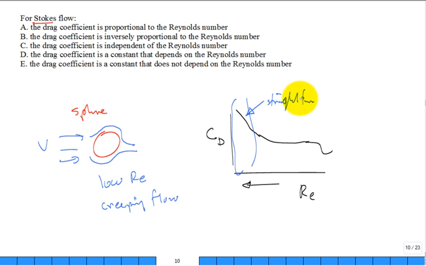Okay. What type of scale do we have for C sub D and Reynolds number? Is this a log or linear? It is log, and then the same thing down here. It's a log plot. What gives you a straight line on a log plot?